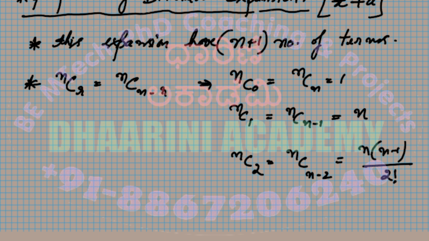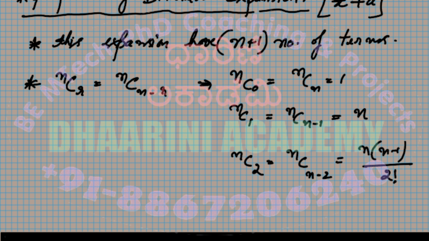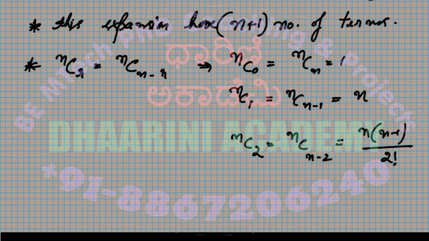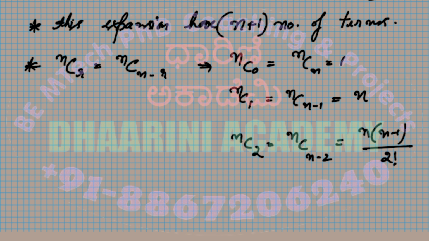Then in any of the terms, the suffix of C is equal to the index of a, right? And the index of x is equal to n minus the suffix of C. Anyway, we know that, so I don't want to write that. So let's move on further. In each term, the sum of the indices of x and a is always n. Yesterday we have seen that, so we have already used this.